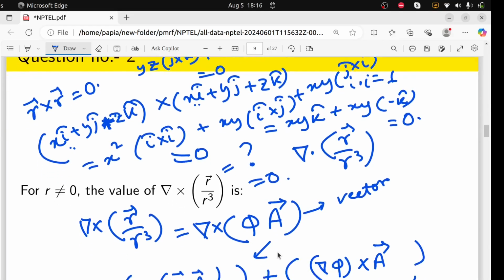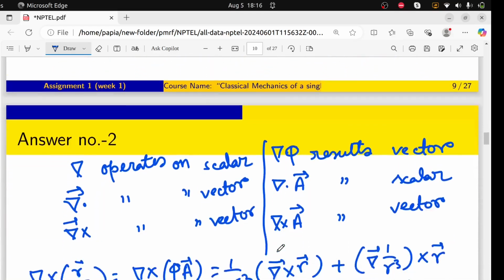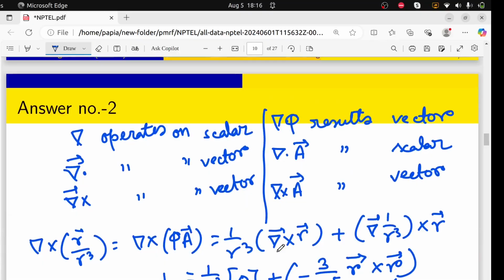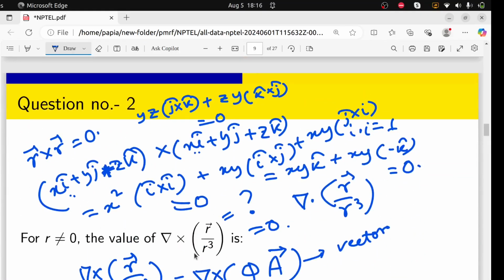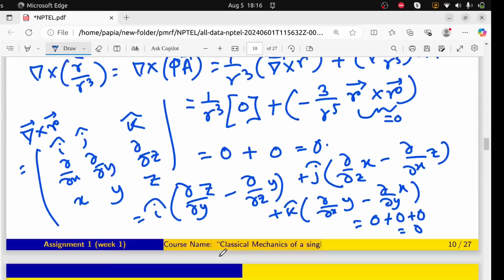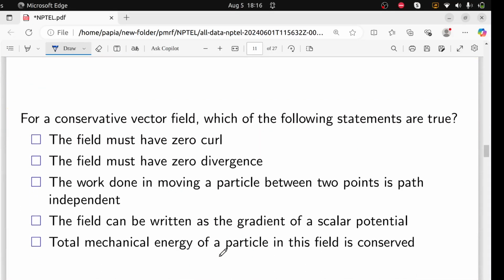Okay, so this is the case. So the answer to question number 2, the value of the curl of r vector by r cube, will give me a 0 value. Okay, now coming to this point.